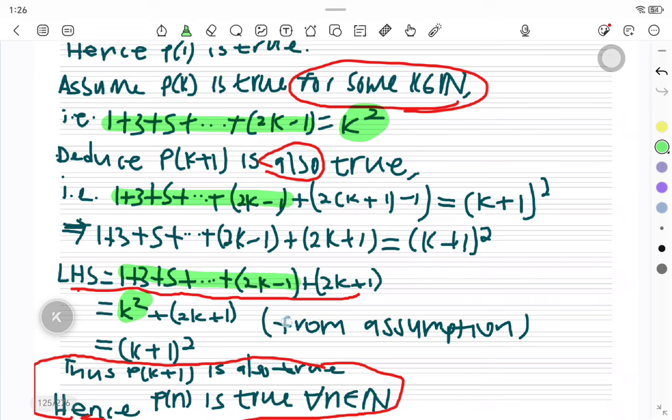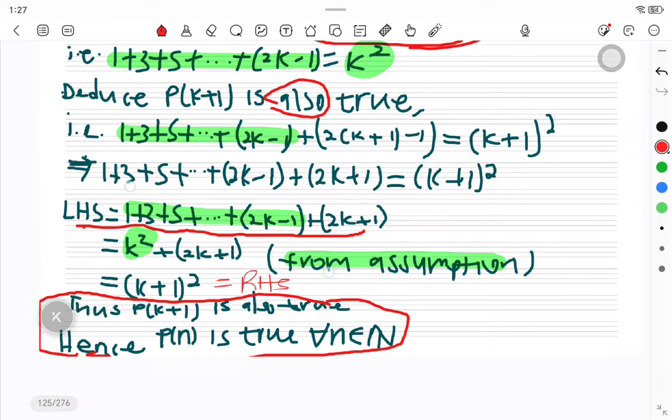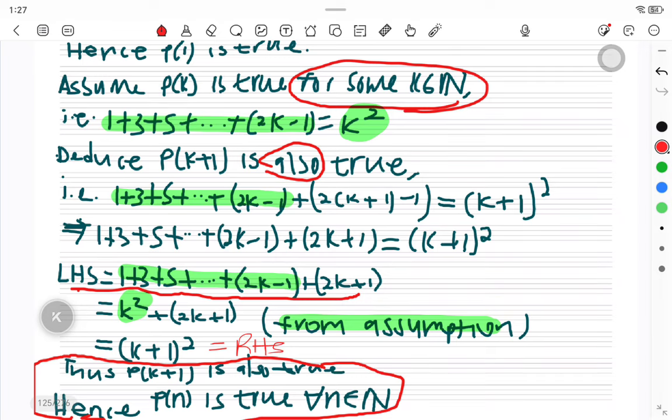Remember I said that these reasons are very important. And most of the time, after this step of substituting k squared, you have to factor out. But here there's nothing to factor out. So we just have to simplify this, which is the same thing as k plus 1 all squared, which is equal to the right hand side. I should have even written here right hand side. Hence, P of k plus 1 is also true. Thus, P of n is true for all n, an element of the natural numbers.